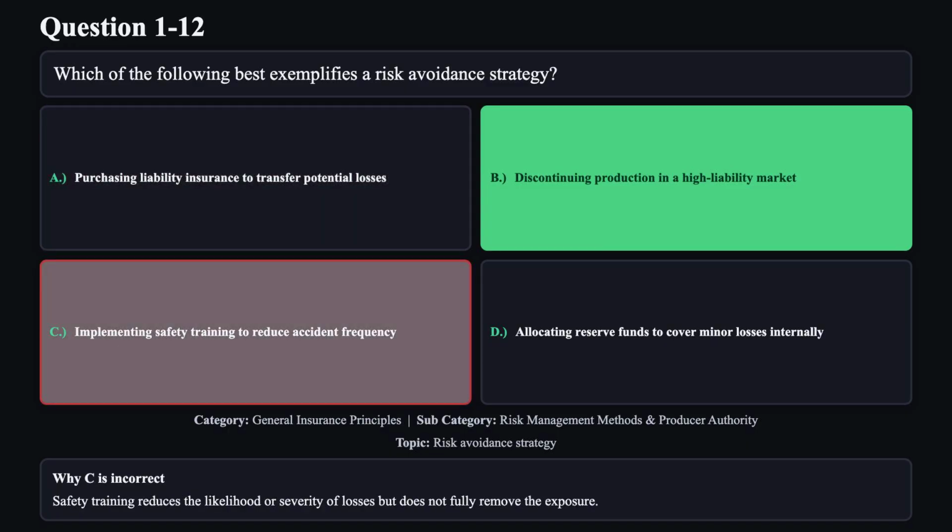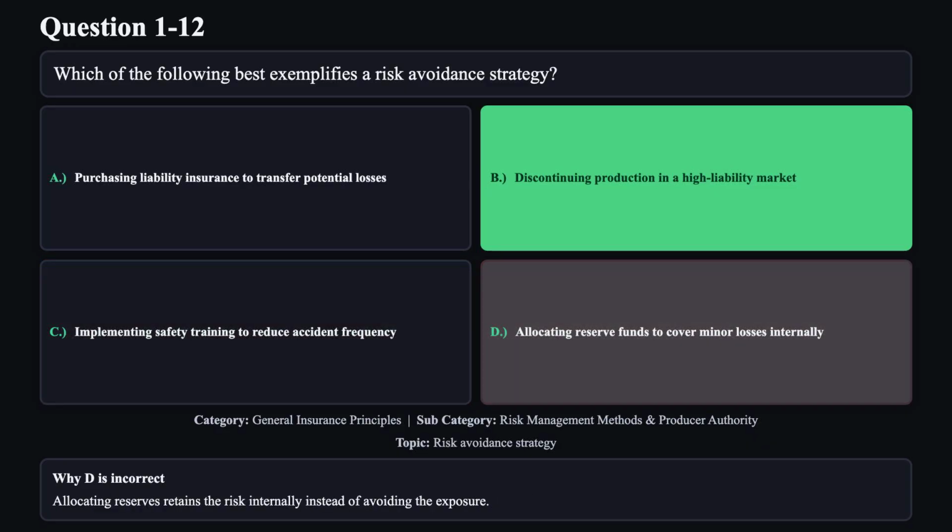Reason C is not correct. Safety training reduces the likelihood or severity of losses but does not fully remove the exposure. Reason D is not correct. Allocating reserves retains the risk internally instead of avoiding the exposure.